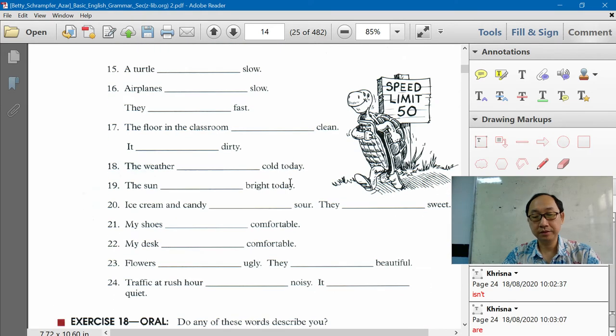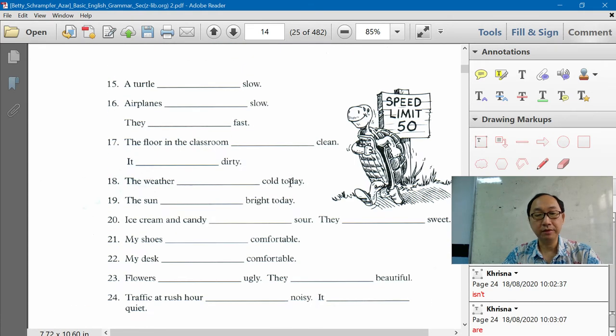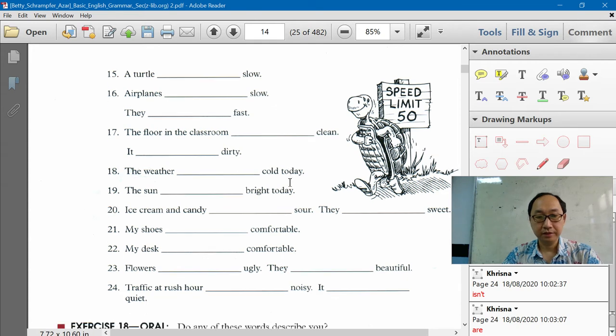And let's go to the next. Oh, there are still some other questions. Turtle, what do you think? Turtle, guys? Turtle, I think it's slow, yeah?